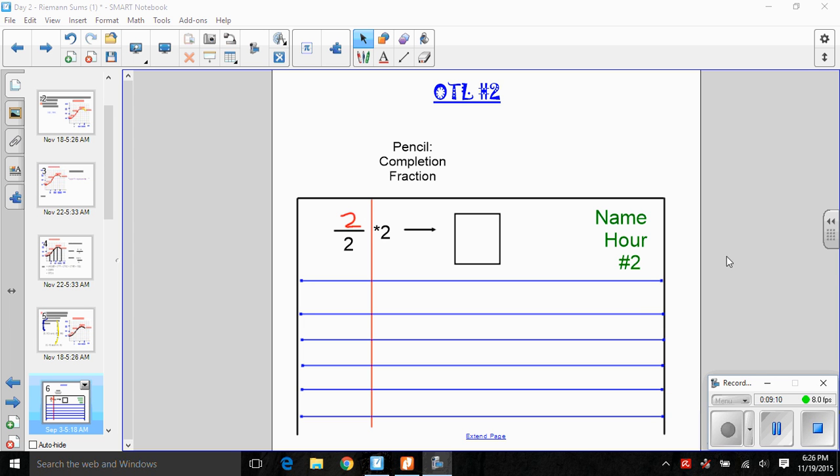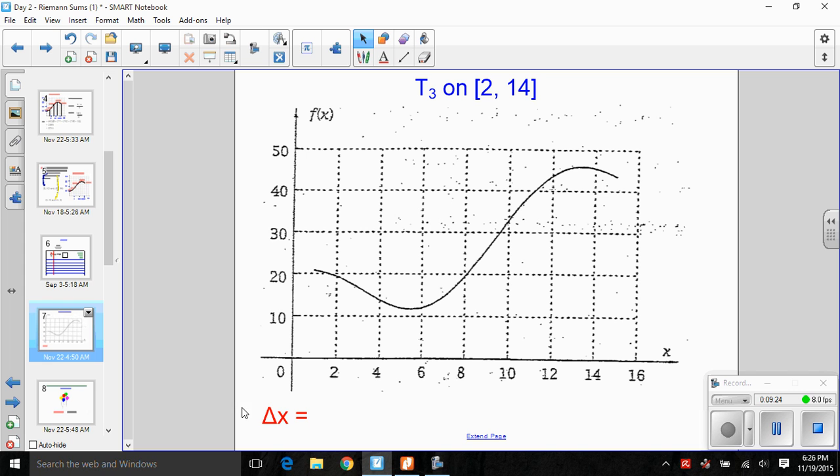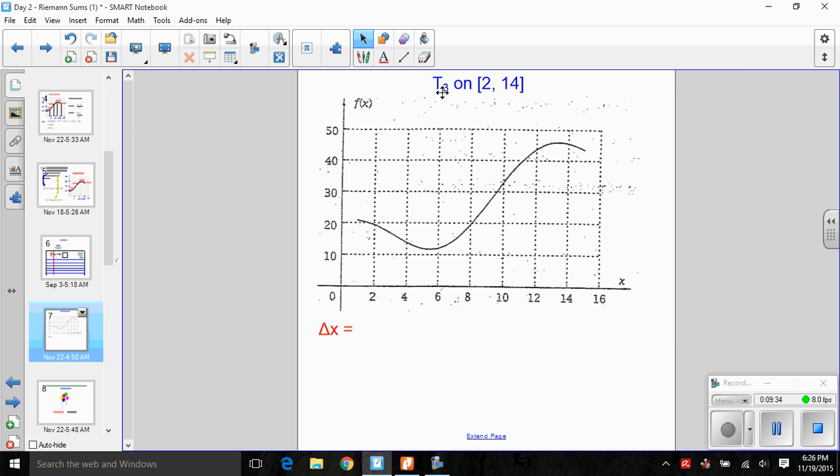Okay, ladies and gentlemen, at this time we should have collected our OTL number 2. And we're going to take a look at how a trapezoidal approximation can be used to get an approximation for the area underneath an irregular shaped curve. And so once again, we could generate delta x, that is the width of each subinterval, by considering the length of the entire interval and then dividing by the number of trapezoids that I wish to use. So in this case, T sub 3 is asking for a trapezoidal approximation using 3 trapezoids. Again, we can do the length of my interval divided by the number of trapezoids that we're using, in this case 3. And so for us, it looks like 14 minus 2 is 12 divided by 3, so it looks like 4.